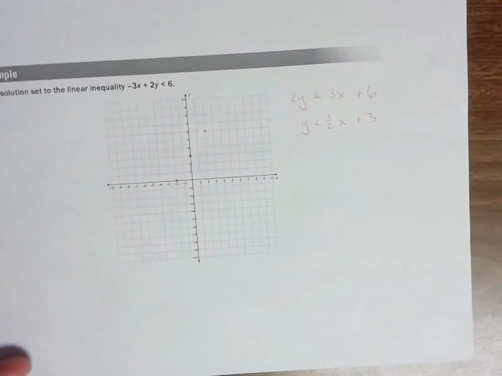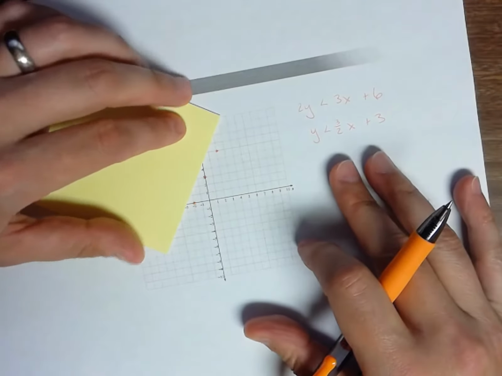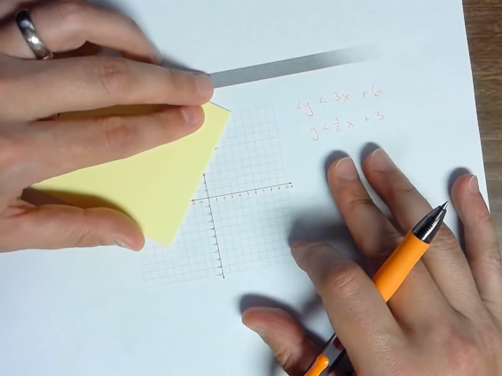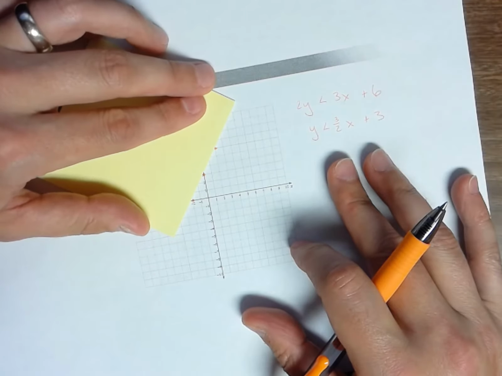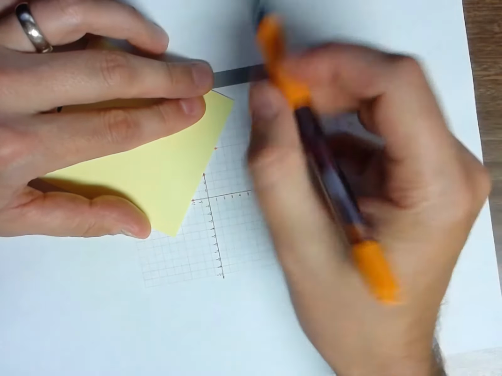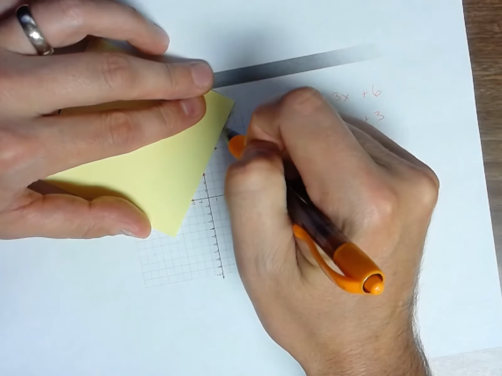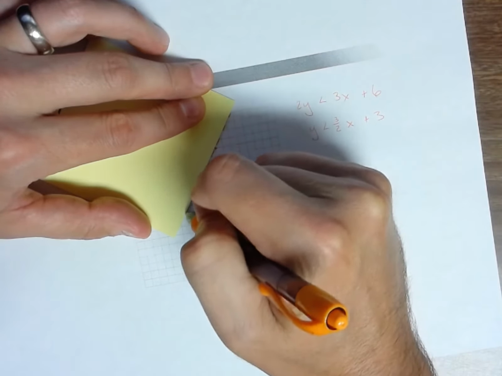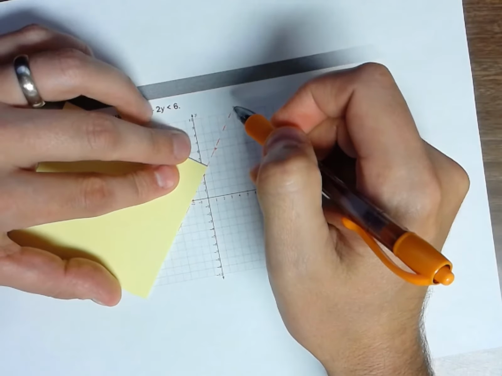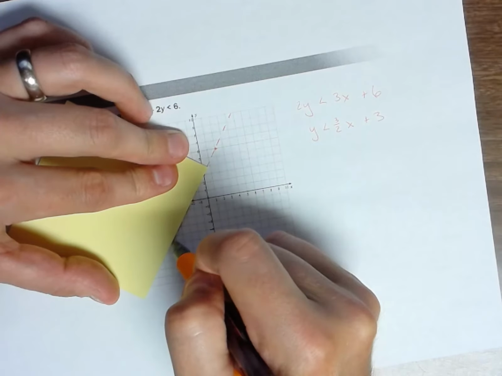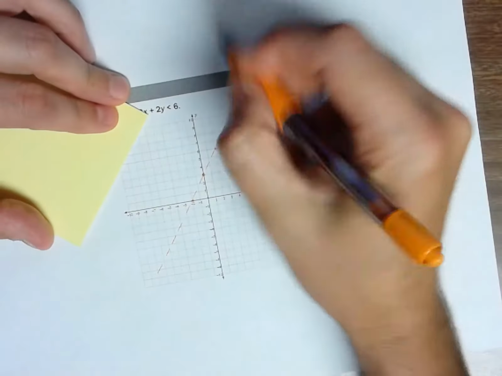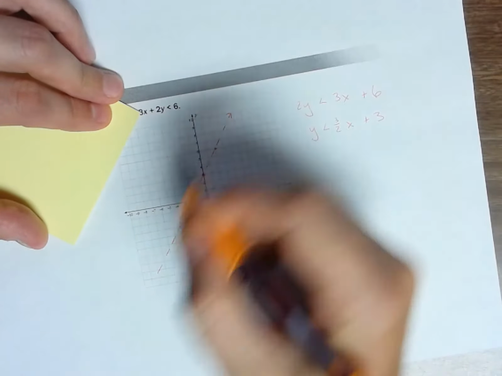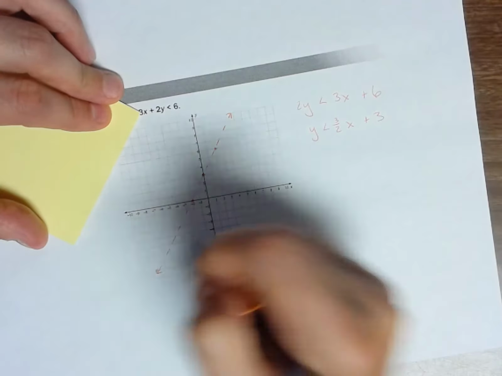Maybe just make a couple points. Use some kind of a straight edge. I'll just use a post-it here. I usually have a straight edge with me, but I left it home today. Remember, it's going to be a dotted line. And I'll keep coming down here. Alright. So there is our line.